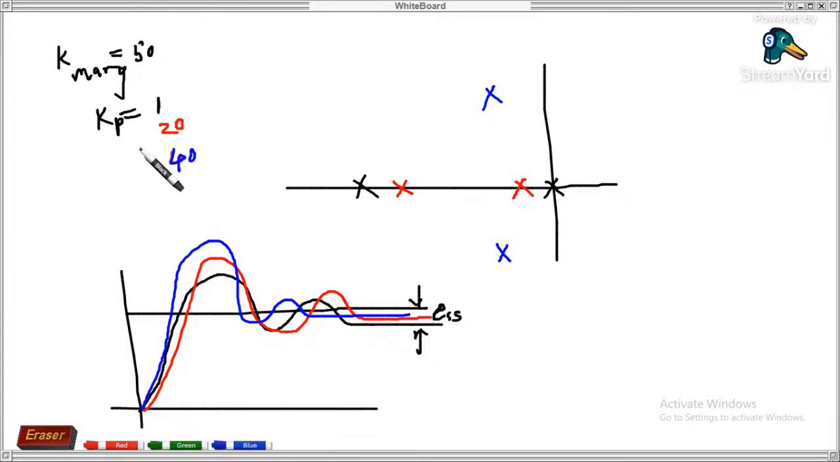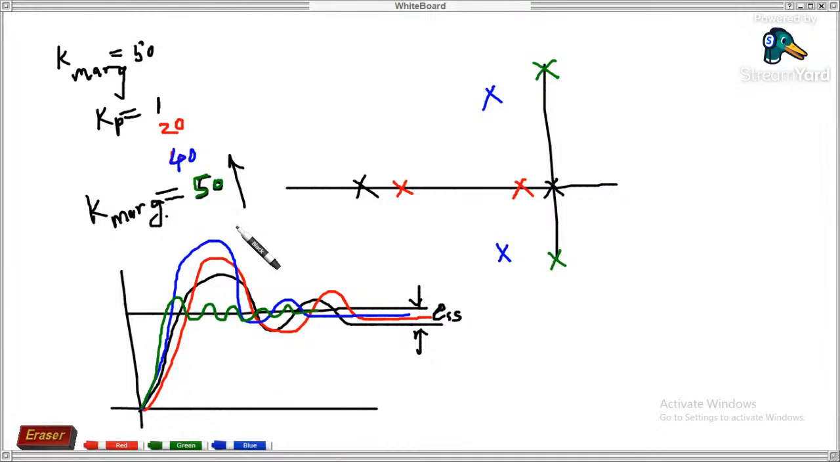Fine. Now finally, if you increase K to, let's say, 50, in that case, your pole locations are purely imaginary. You may get a response like this. Purely imaginary means what? Undamped. Okay. Now if you increase the value of gain K beyond 50, you have already reached its marginal value.